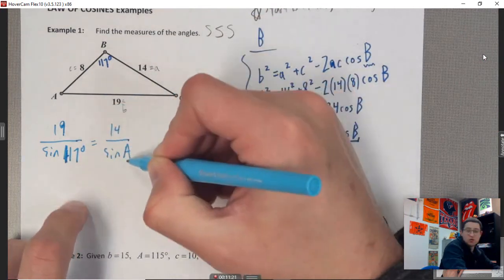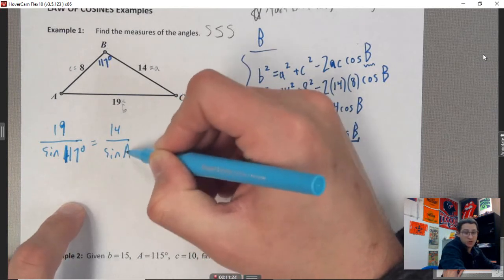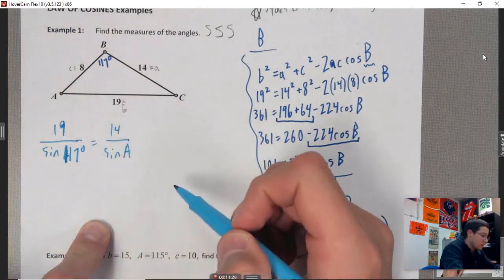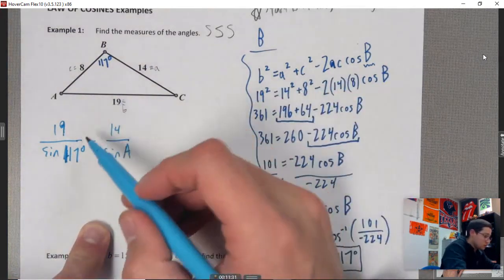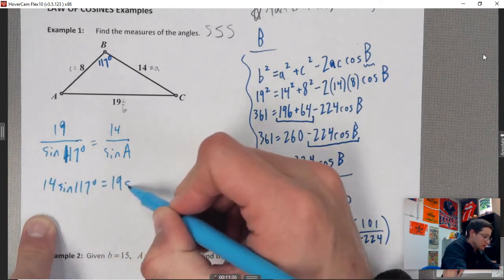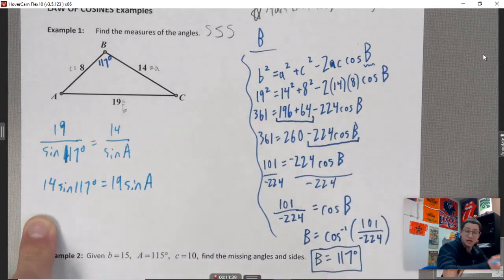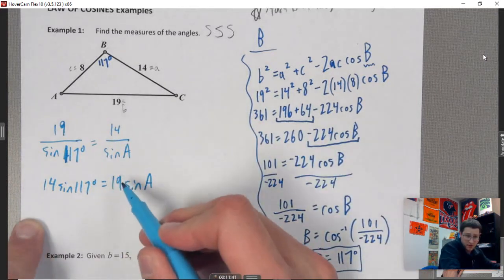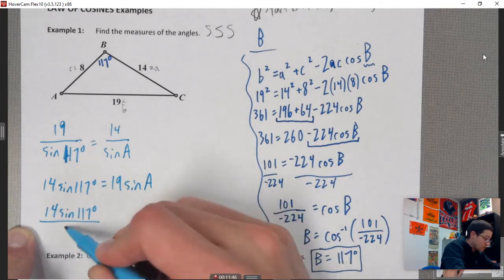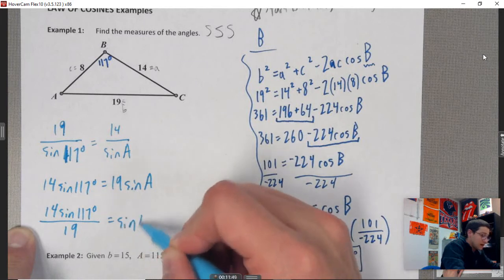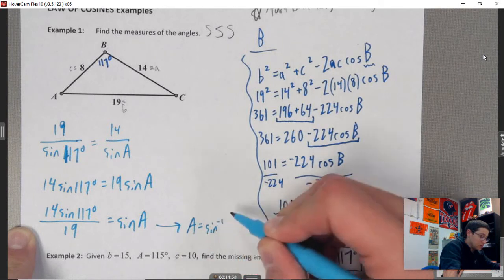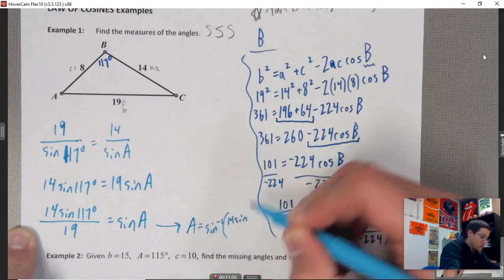This is one of those ones where we're trying to find the angle, so just be careful. We know at some point we're going to have to use sine inverse. But we're multiplying here, so let's just cross multiply. We get 14 times sine of 117 equals 19 times sine of a. Now we're going to divide both sides by 19. So I end up with 14 times sine of 117, all divided by 19, equals sine of a. And then we will get a is equal to sine inverse of all that stuff.